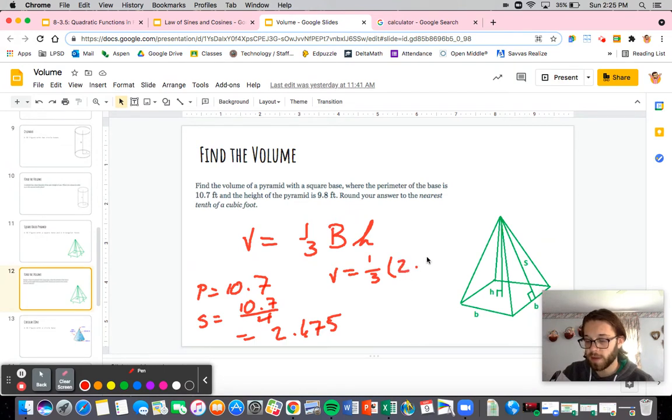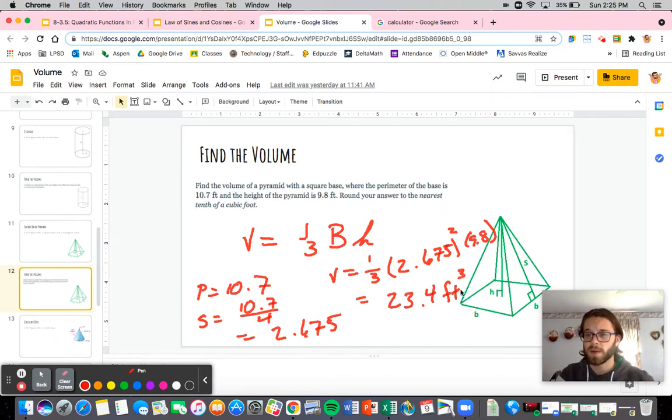Now, to find the area of a square, you just square this, times the height, which in this case it tells you is 9.8. Okay, and I'm just going to plug that in. So 1/3 times 2.675 squared times 9.8. When you plug that in, you should get 23 point, and it wants me to round to the nearest tenth, so 0.4 feet cubed.